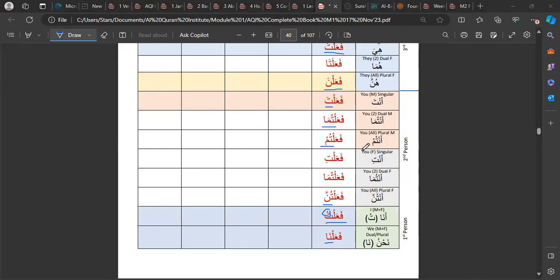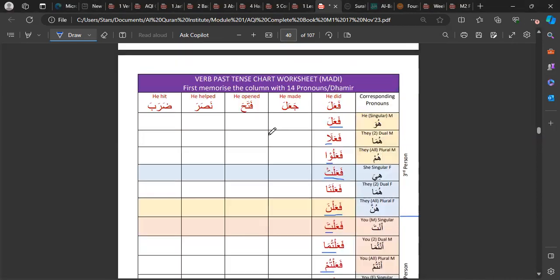Okay, who wants to go first? Who will put their hand up? We have Sister Reem with her hand up. Sister Reem, do you want to go?